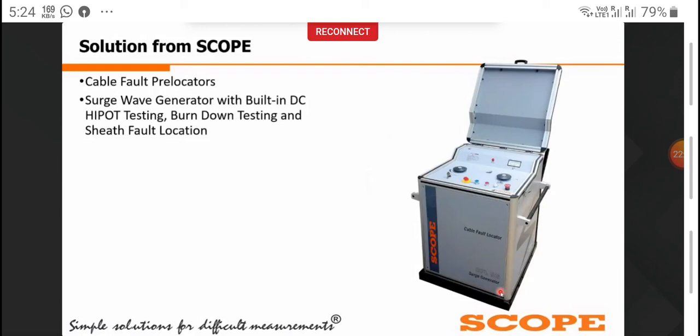After that, we have surge generators with built-in DC hypo testing facility, burn down facility, and sheath fault location facility. We have 16 kV and 32 kV surge generators in our product range. The DC hypo, burn down, and sheath fault location modes are offered as optional. Okay.